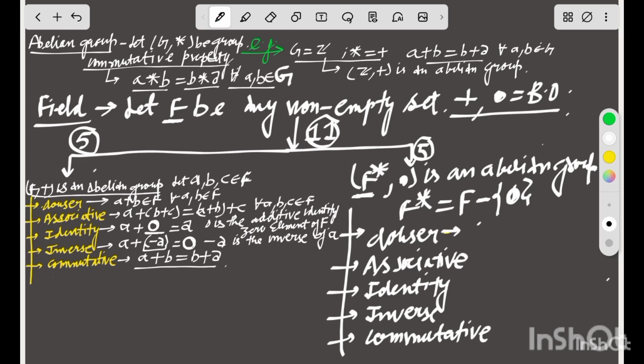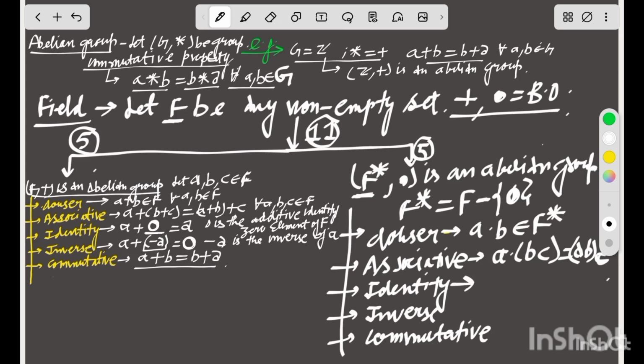So the first is the closure property. Closure means we multiply any 2 elements of the F star, the result is in the F star. Second is the associative property. That is, if we multiply B and C first and then A, or we multiply A and B first and then C, the result will be the same.